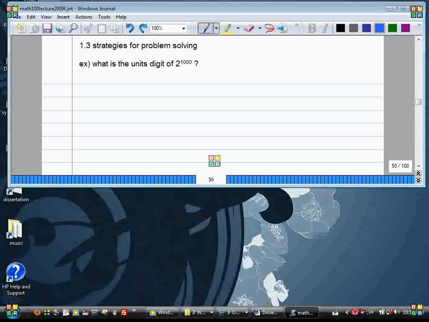So the question is, what's the ones digit going to be? Why do you think 2? Because you start with the 2. Okay. So does that mean 2 to any power is going to give you 2 in the ones place? No? It will be an even number.